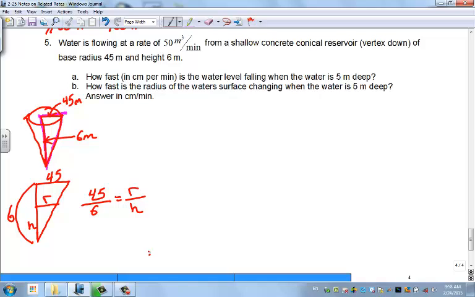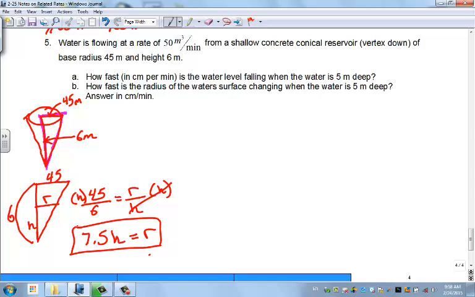So we go ahead and we divide out to figure out what r is in terms of h. So if you cross multiply and divide, or basically just multiply both sides by h, you get 7.5 h equals r. Because 45 divided by 6 is 7.5, and then you just multiply both sides by h to get rid of the h on this side. So there is your formula that gives you r in terms of h. You're going to need that for this problem.